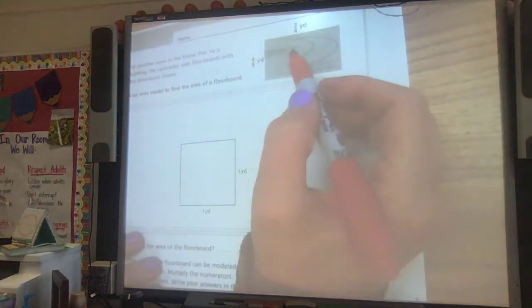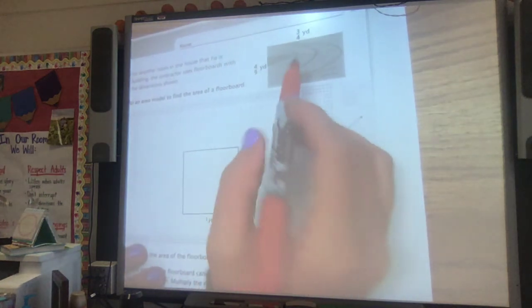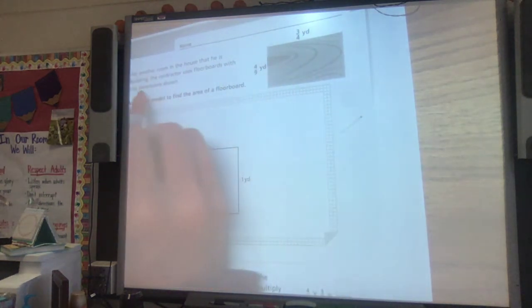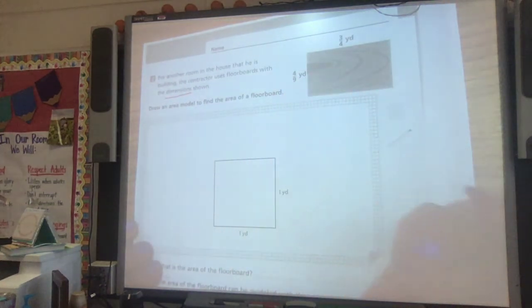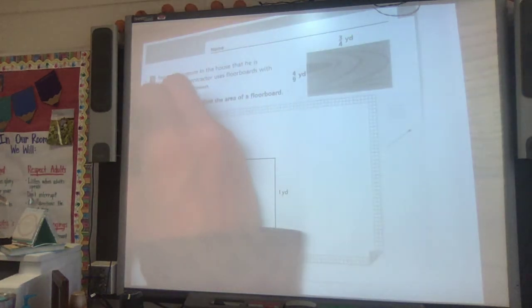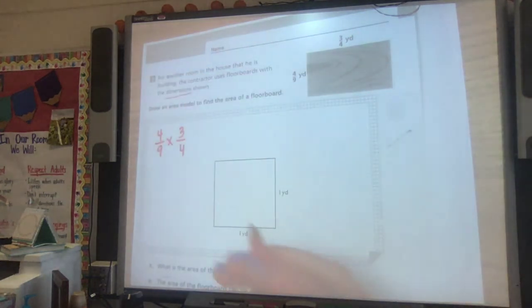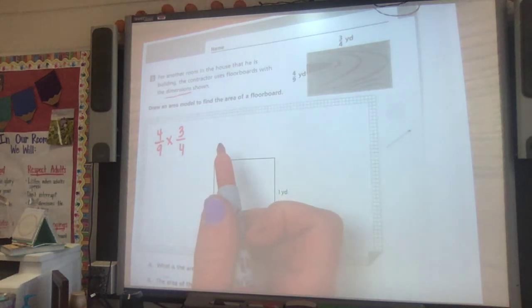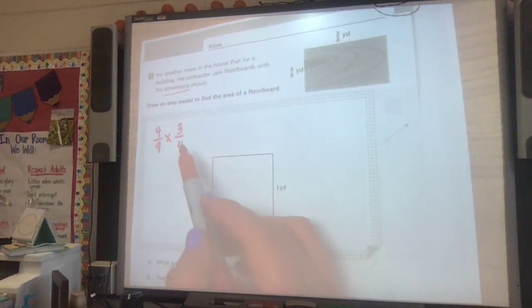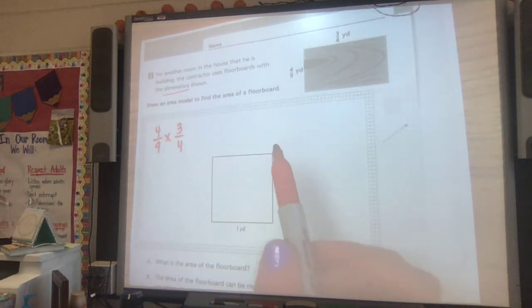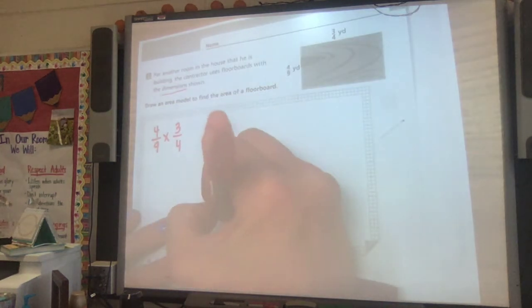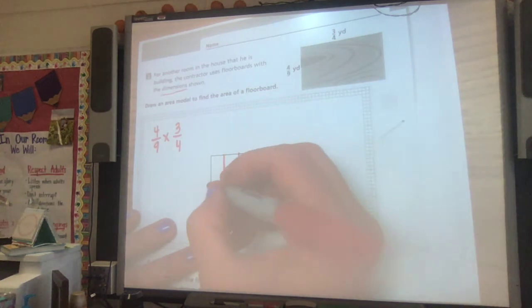For another room, the contractor uses floorboards with the dimensions shown. Dimensions, length and width, just a fancy word for that. 4/9 and 3/4. So 4/9 times 3/4. You probably heard somebody say, "Oh yeah, that's a 10 by 12 building." That's what they're talking about, the length and the width. And when they're saying by, they're meaning multiply. Okay, so we've got 3/4 and 4/9. All right, I'll do my fourths. So I have 1, 2, 3, 4. I'm gonna do 3 of them.